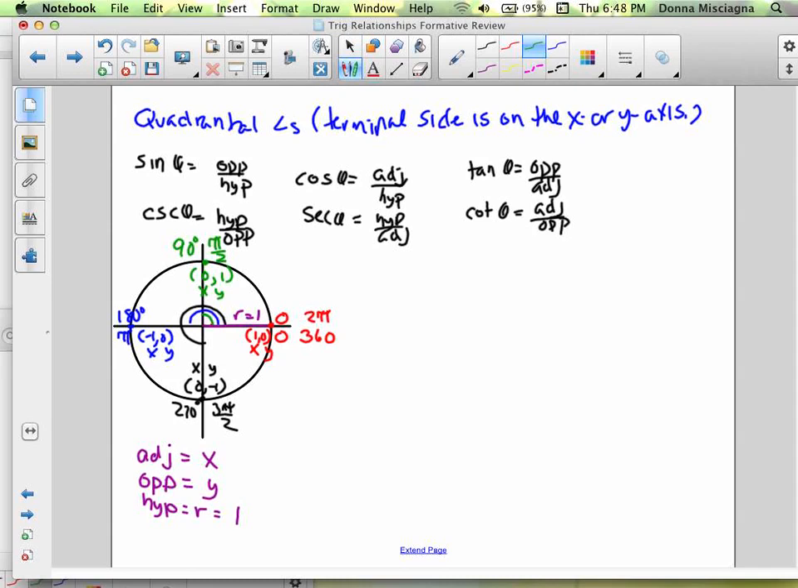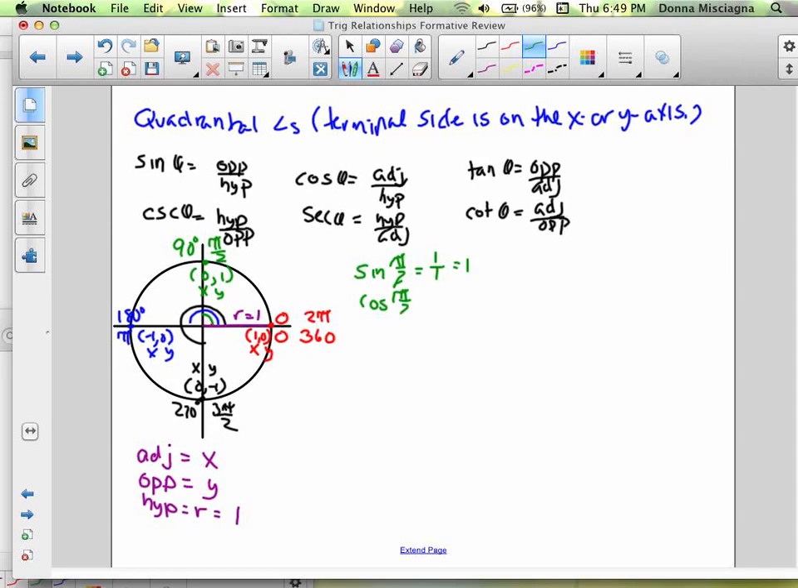All right, so we have sine pi halves. The opposite side is always y, so that's going to be 1. The hypotenuse is always 1. Right? So opposite is going to be y all the time. Adjacent is going to be x all the time. And the hypotenuse is always going to be 1. So that means sine pi halves is 1 over 1, which is just 1.